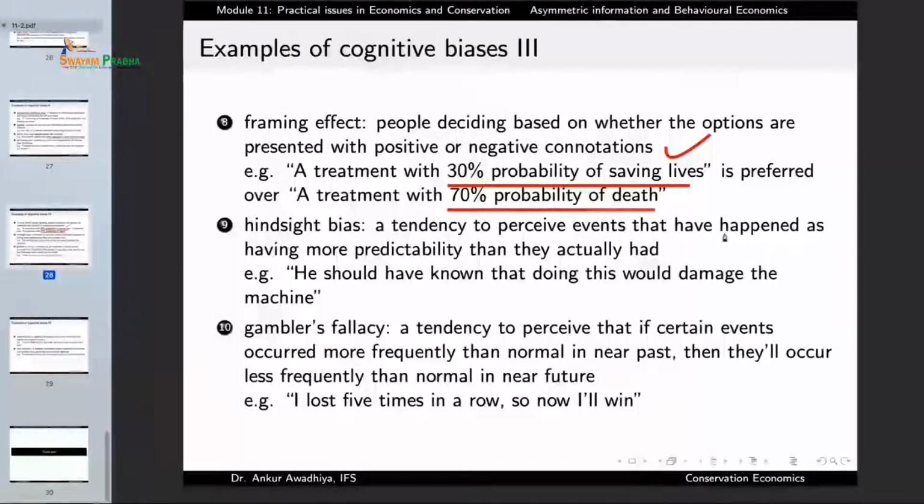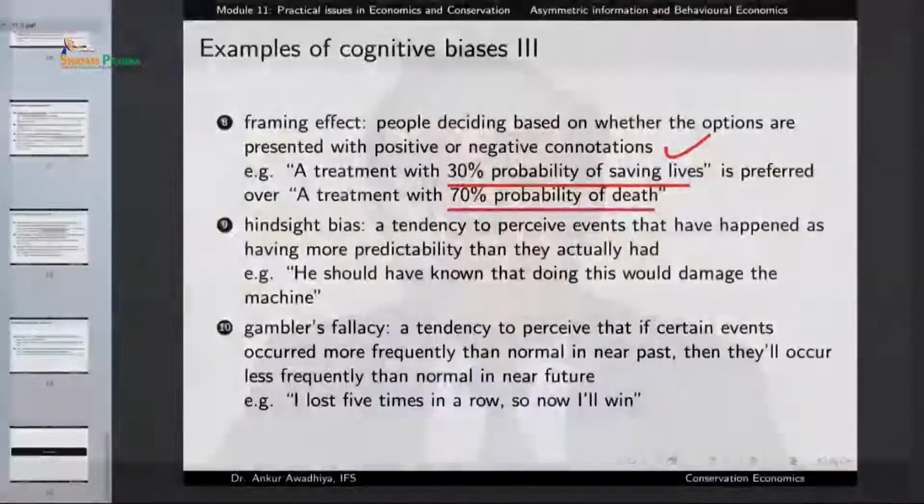Hindsight bias, a tendency to perceive events that have happened as having more predictability than they actually had. So, in the hindsight, people would say he should have known that doing this would damage the machine. He should have known. But then they discount the fact that this person, had he known that it would destroy the machine, he would not have done that. Because in the hindsight, it is easy to see things, but in the foresight, it is difficult.